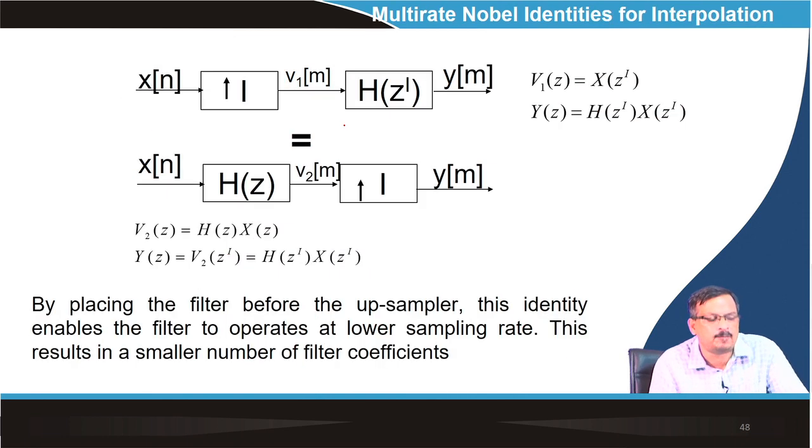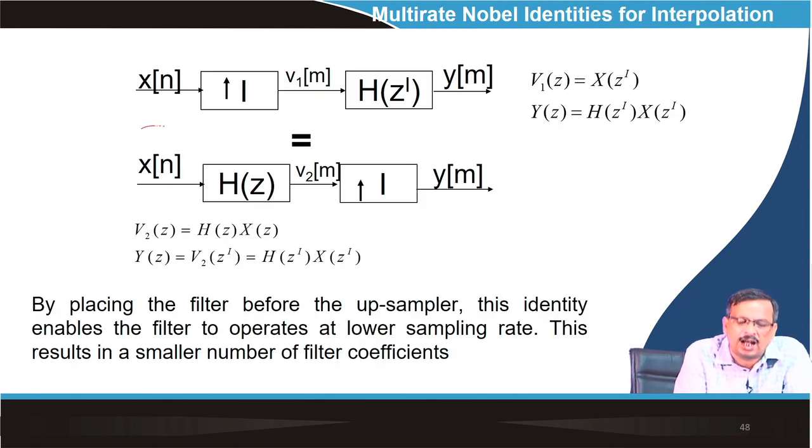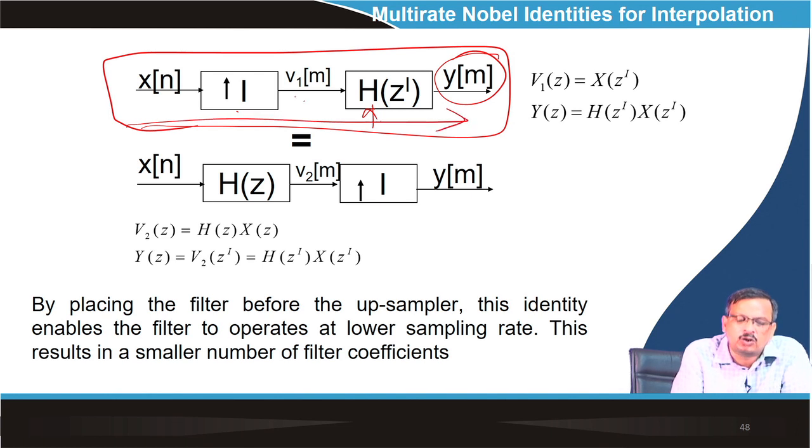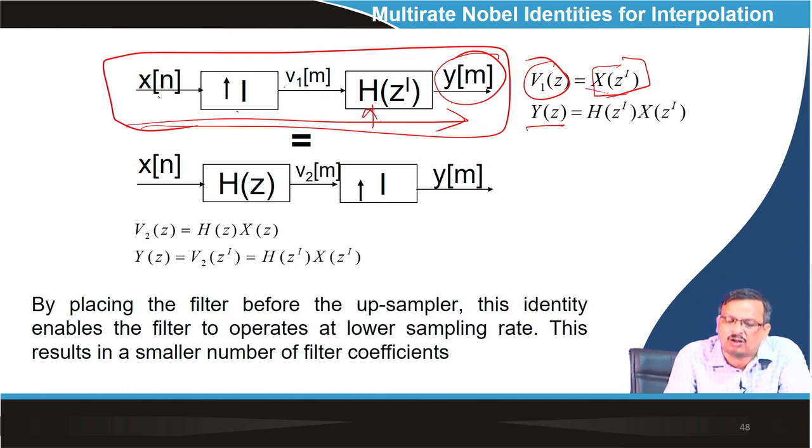Similarly, for upsampling, let us say x of n. This is the block diagram of an upsampler. So, I upsample, then remove the multiple images, keep the single image, and then I get y of m. If I do this block diagram, what is V1(z)? V1(z) is nothing but X of z to the power I, if it is upsampling by factor I. And then what is Y(z)? Y(z) is X of z to the power I passed through H(z). So, I can say H(z) multiplied by X of z to the power I.